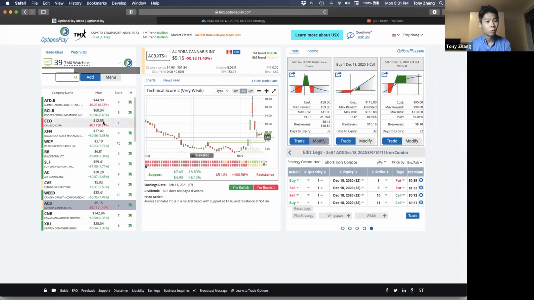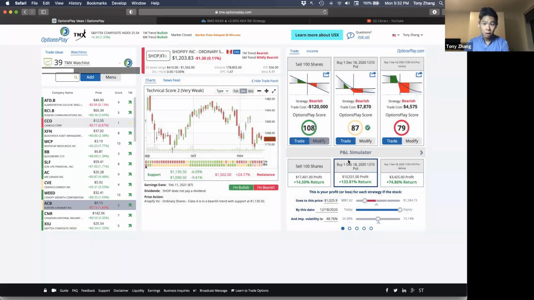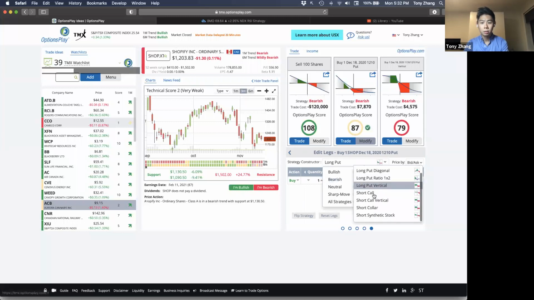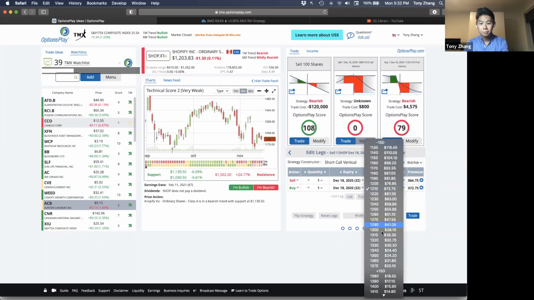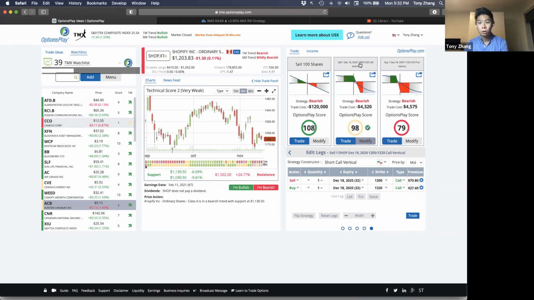Would you recommend not going over the $10 width between your spreads and continue to find the sweet spot? So the width is completely dependent on the stock price. When you have a $9 stock, you're going to choose a lower spread. If you have a higher-priced stock, let's say Shopify, a $1,200 stock, you're going to use a much wider spread. So here I might sell the $1,200, $1,320. That's a $120 wide spread. So how wide the spread is really a factor of the stock price. The smaller the stock price, the lower the spread. The higher the stock price, the wider the spread.